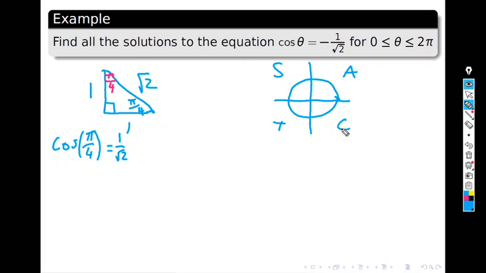I've got to use my CAST rule, and think, well, all are positive here, sine's positive here, tan's positive here, cos is positive here. So I want to be in these two quadrants because cos is going to come out negative. So I need there and there, where the angle I make with the x-axis on both of those are both going to be pi on 4.